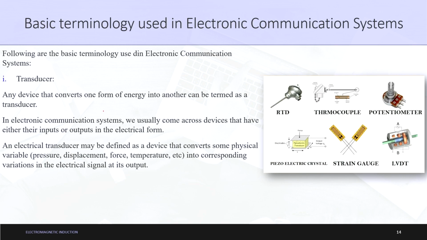Any device that converts one form of energy into another can be termed as a transducer. In electronic communication systems, we usually come across devices that have either their inputs or outputs in the electrical form. One subclass of transducer used in the transmitter in the previous slides had an electrical signal as output and a non-electric signal as input. Either way is also possible.